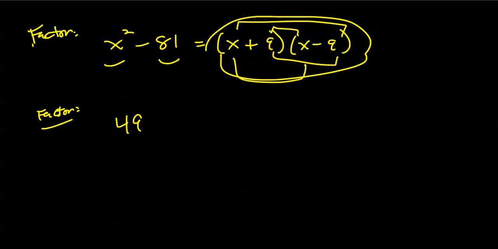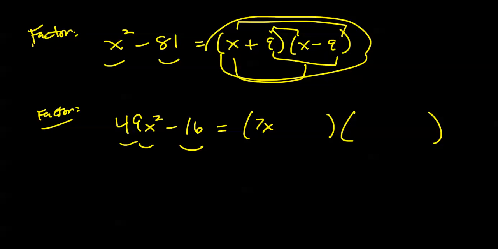Say 49x squared minus 16. Well, 49 is a perfect square. X squared, of course, is a square, and 16 is a square. So I think we can see this as a difference of squares pattern. So it's going to break up as a product of two conjugate binomials. The first terms are going to be 7x in the first slots. The last terms are going to be 4s with a plus and a minus in between those two binomials respectively.